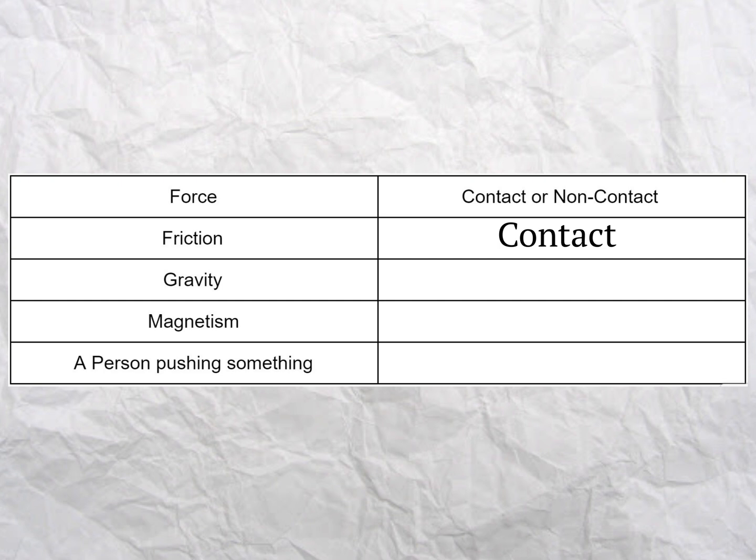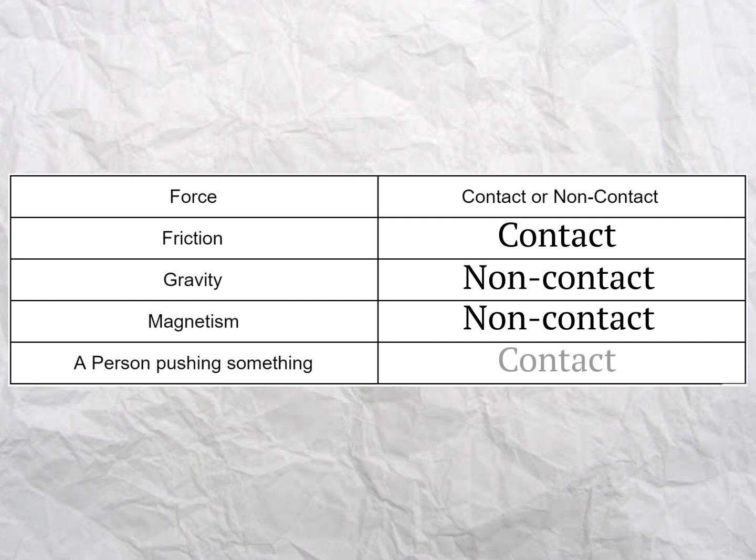Gravity is easy. If you step off a diving board, the earth pulls you down, but you are clearly not touching it. Gravity is a non-contact force. Magnetism also works at a distance, although that distance is a lot shorter than gravity. So magnetism is clearly also a non-contact force. Finally, the person pushing something can only do that by touching the object. So that is a contact force.